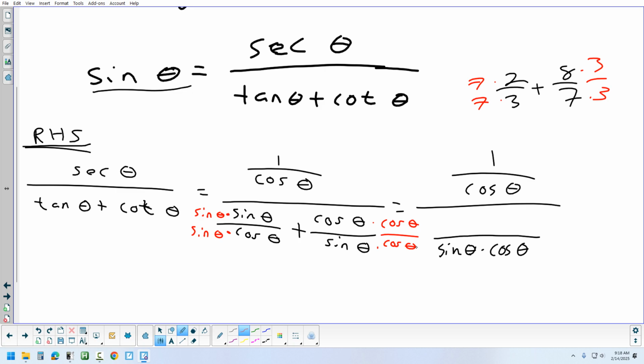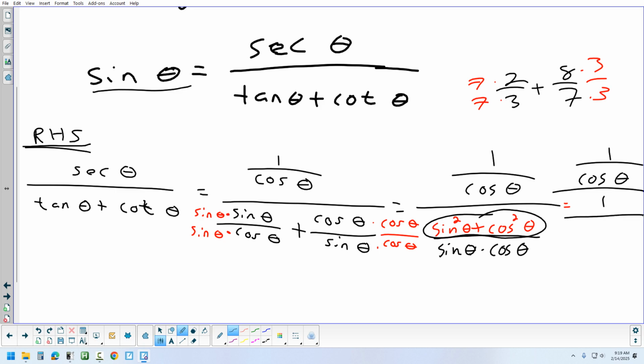What does that give me in the top? Yep. Sine squared plus cosine squared. That's always a good thing. Because what is sine squared plus cosine squared? Yep. 1. So now I have 1 over cosine divided by this all turns into 1 over sine times cosine.